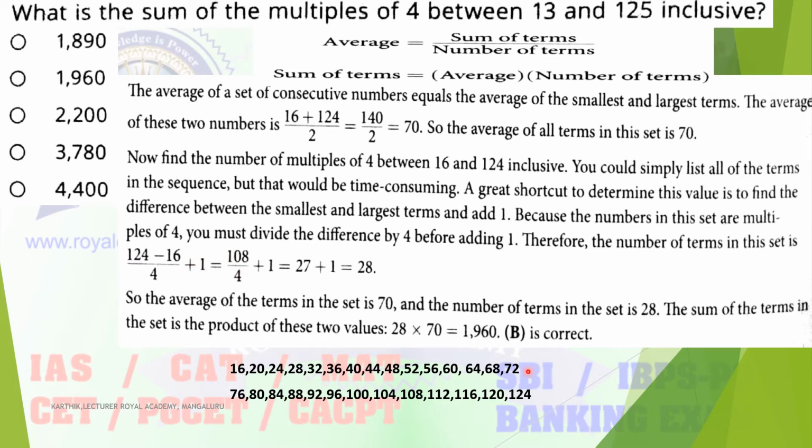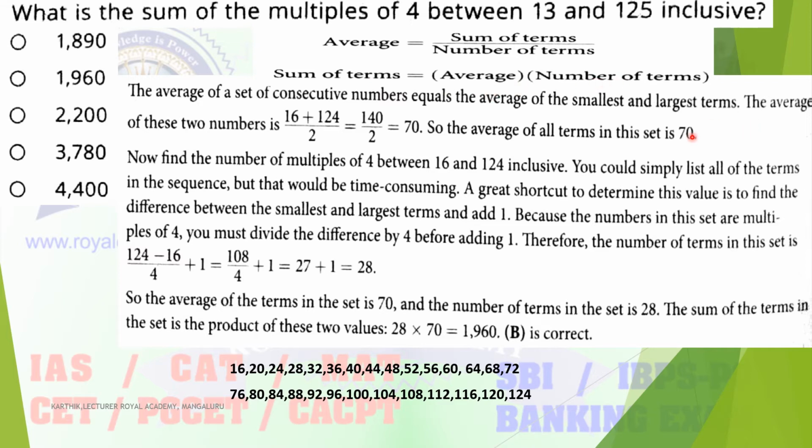You can also just count here and you will get the number 28, or else use this formula: last number minus first number, divided by 4, because it is a multiple of 4, plus 1, because they told that it is inclusive. So 108 divided by 4 plus 1 is equal to 27 plus 1, 28, that is the number of terms. Then the sum of the terms is equal to average into number of terms.